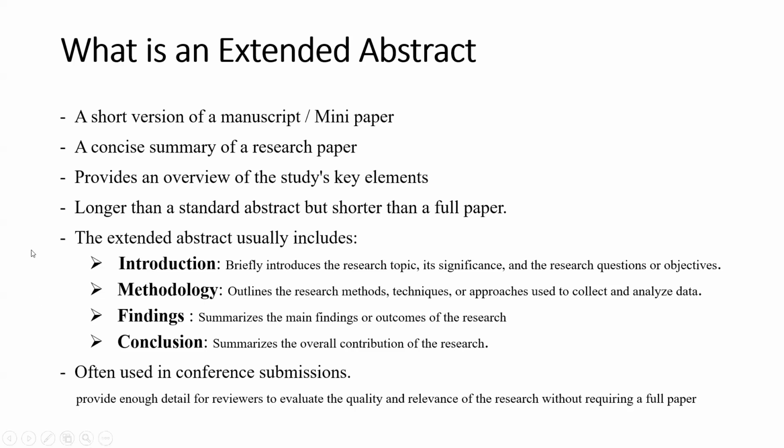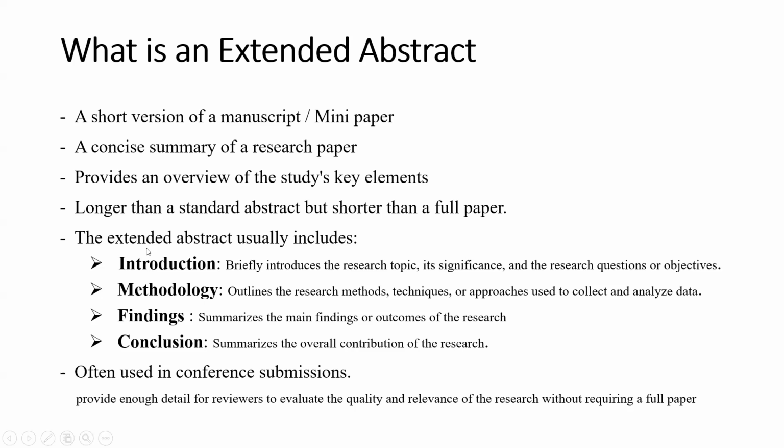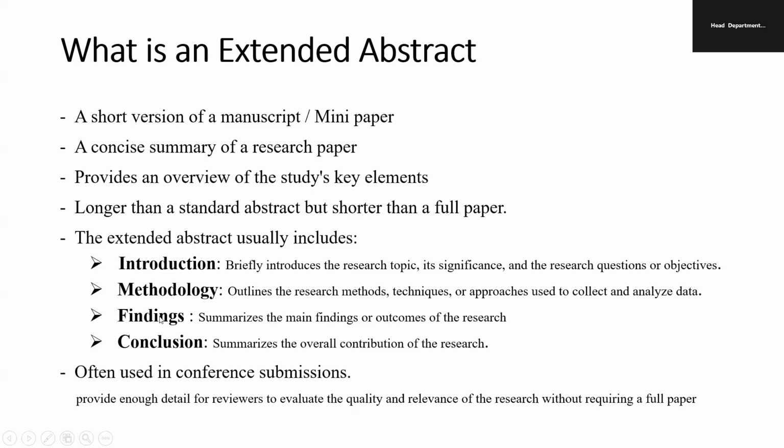Right. Then let's look at what an extended abstract usually includes, right? Then what are the components of an extended abstract? It includes an introduction, then methodology, findings, and conclusion, right? So these are the four main sections of an extended abstract. In the extended abstract, we don't write any literature review.